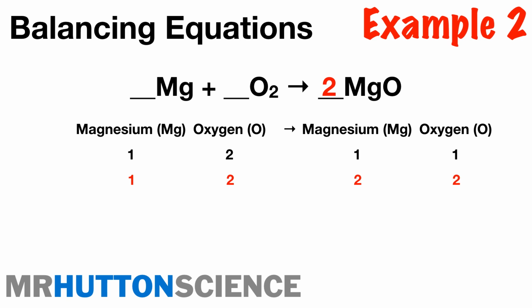Okay, the problem now is that our magnesium on the left is only 1, whereas on the right there's 2. So what we'll do is we'll add a 2 in front of magnesium, and then we'll count them up once more. So we've now got 2 magnesiums, 2 oxygens, 2 magnesiums, 2 oxygens, and the equation is balanced.